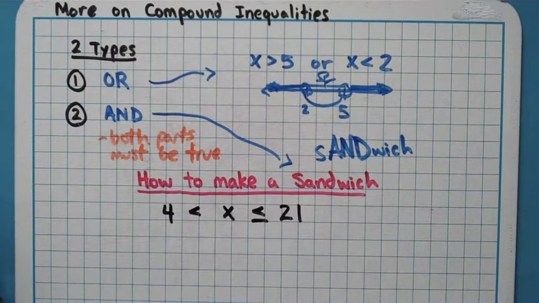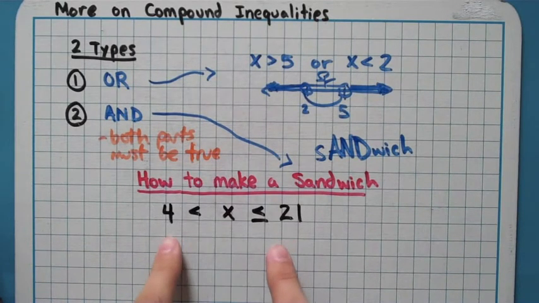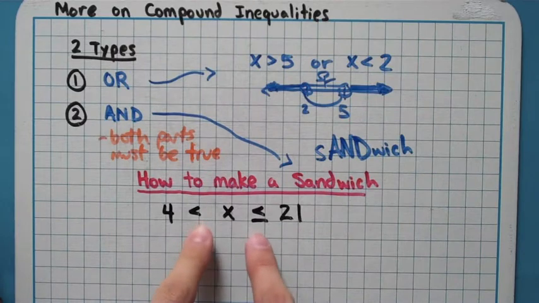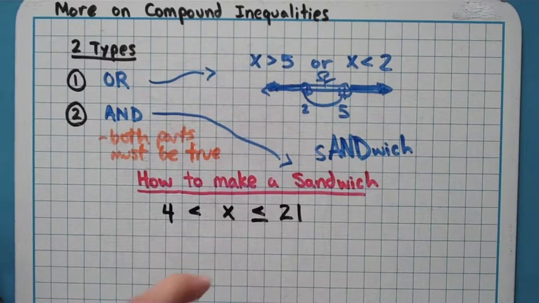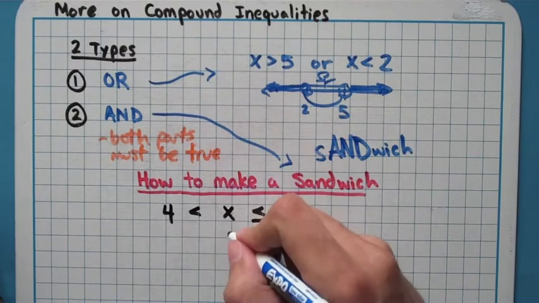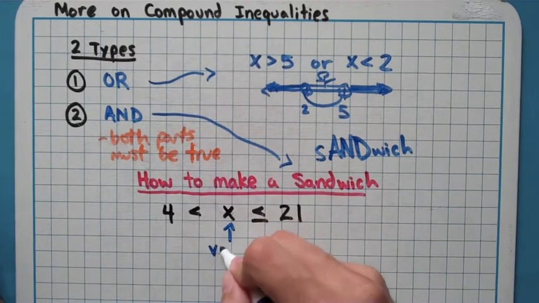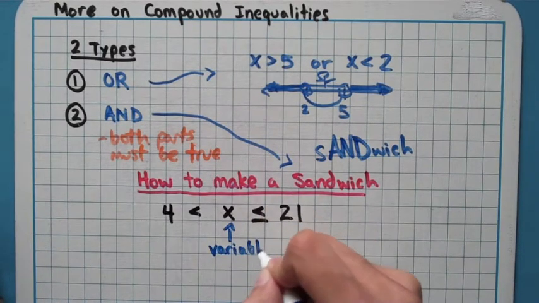So I'm going to give you guys instructions right now on how you make a sandwich when you're doing a problem. First of all, here is what a sandwich typically looks like. You have 3 parts to it, 2 inequality signs, number in the middle. Or variable, I should say, in the middle. When you're doing these, you want to have your variable in the middle.